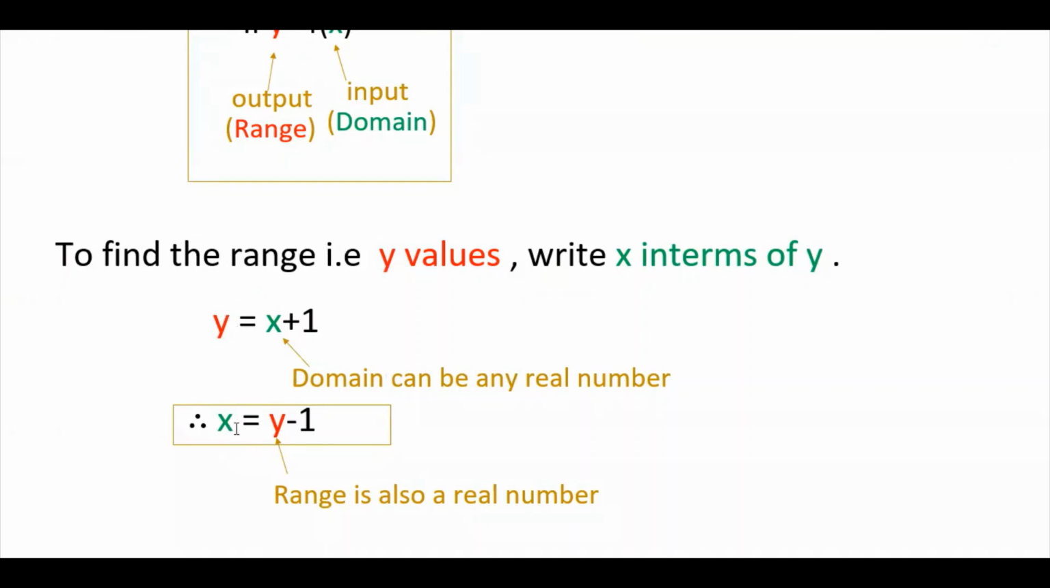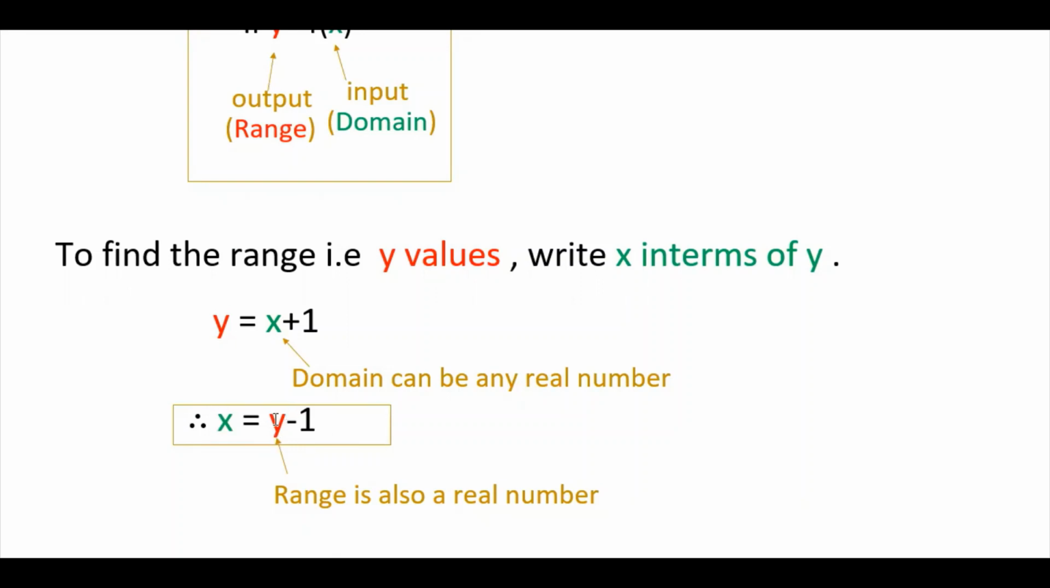So you have to write x in terms of y. For example, here the function is y is equal to x plus 1. Domain can be any real number, you can directly identify that here. But for range, you have to write x is equal to y minus 1. So you have to write x in terms of y, then identify how the y values are. From this, you can easily understand the y values are also real numbers.